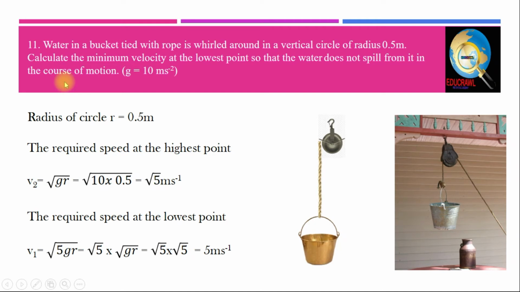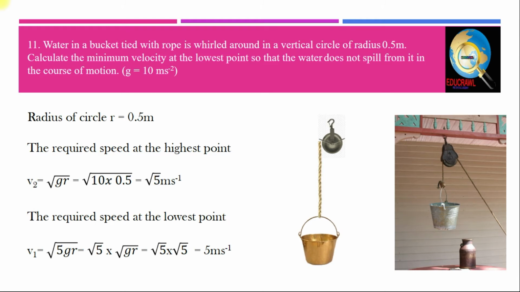Eleventh problem. Water in a bucket tied with a rope is whirled around in a vertical circle of radius 0.5 meter. Calculate the minimum velocity at the lowest point so that water does not spill in the course of motion. G value is given as 10 meter per second square. So radius is given as 0.5 meter.